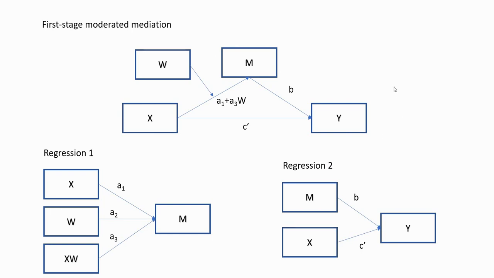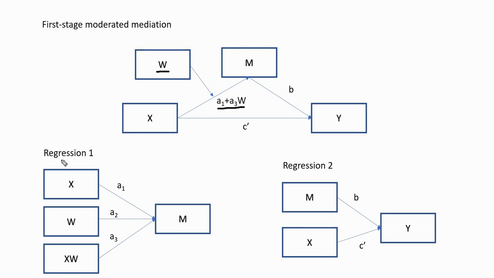Now when it comes to first stage moderated mediation, you'll notice that we still have our x, m, and y variables, but we've also added variable w. And you'll notice that we have a path drawn from w to the path from x to m. What that's signaling from a conceptual standpoint is that the effect of x on m varies across levels of w. In other words, w is the proposed moderator of the effect of x on m. And you'll notice that we don't have a single coefficient a anymore. Rather, a is represented by a1 plus a3 times w.